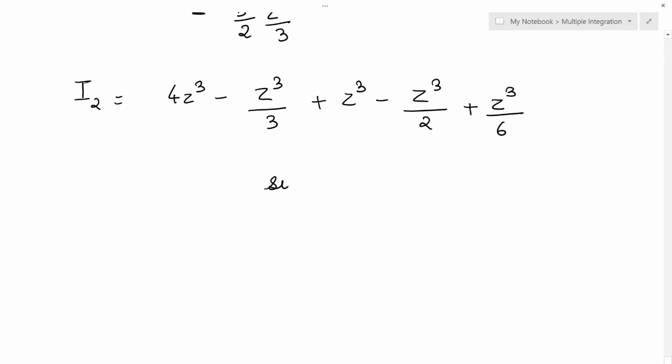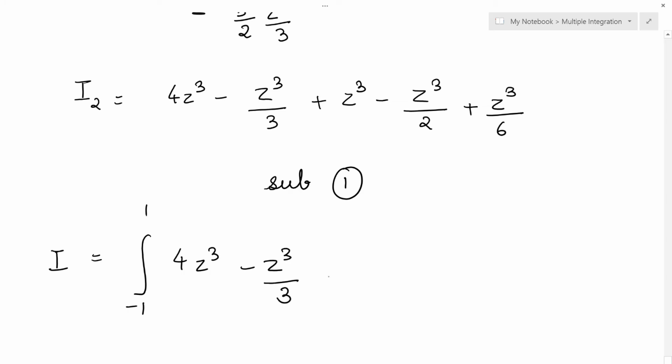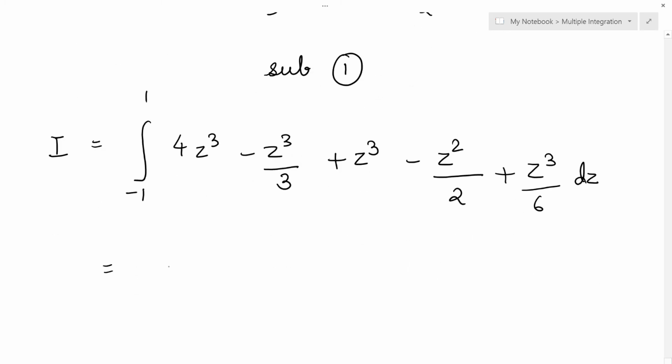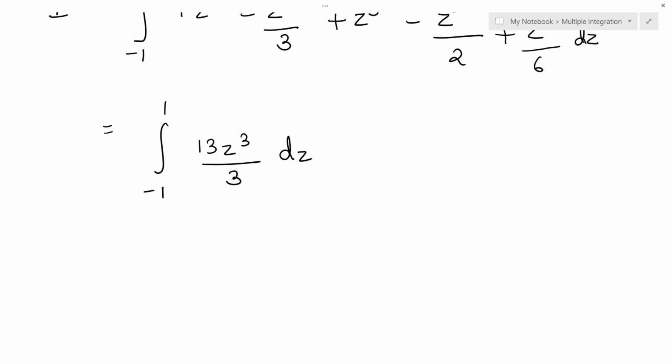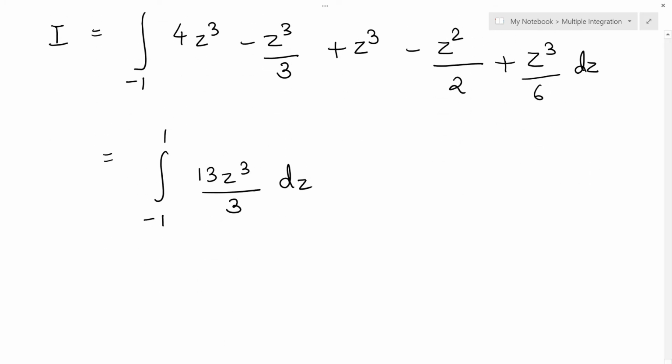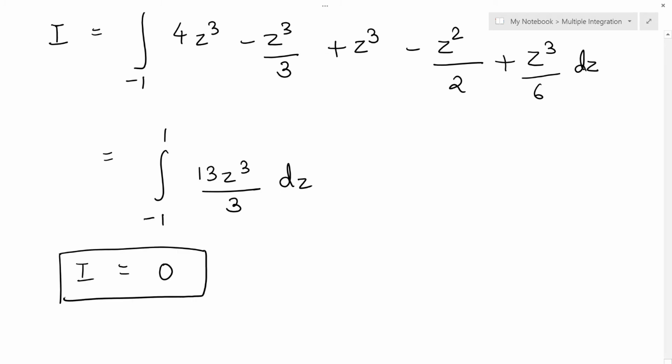Now let me substitute in the final integration I. So my final integration I or I3 will be the integral from minus 1 to 1 of 4z cube by 3 plus z cube minus z square by 2 plus z cube by 6 dz. If I simplify this, this will become 13z cube by 3 dz. If I substitute the upper limit and the lower limit, anyway the answer is going to become 0. So my final answer for integration is 0.